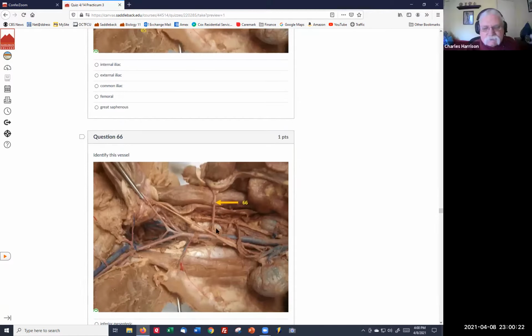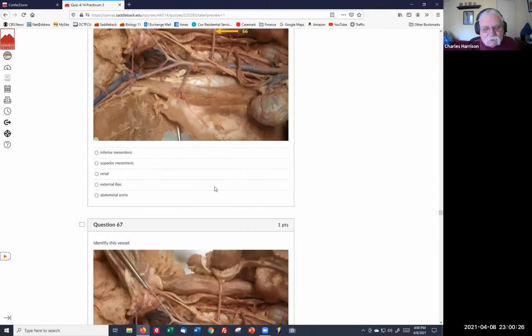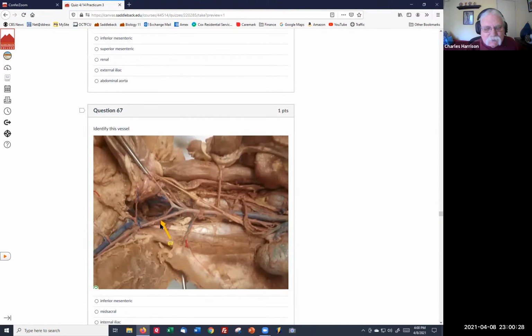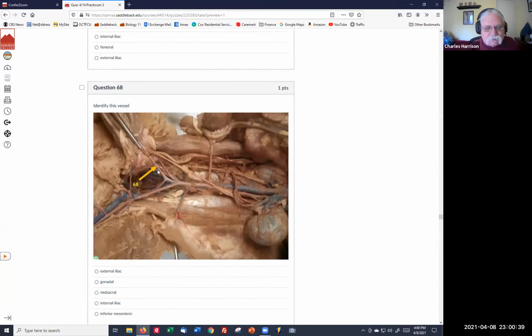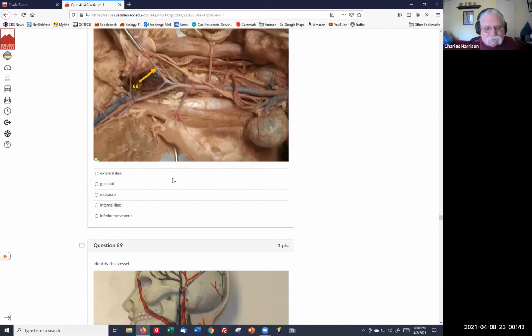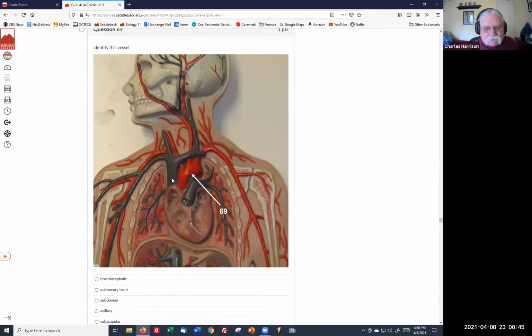This is the inferior mesenteric going to the colon. This is the external iliac. The internal iliac is going to be in here. We'll see it next. There's the internal iliac. There's two of those. Oh, we've seen enough of this guy.